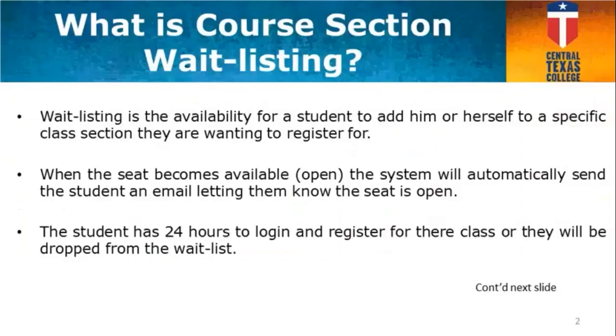Next slide, please. What is course section waitlisting? Course section waitlisting is where students can go into WebAdvisor or student planning, and pick out a class that they want to register for and find that it has been closed, full of students, no seats available, and the section has a wait list. They have the option to add themselves to the wait list to wait for a seat to become available for them to register.